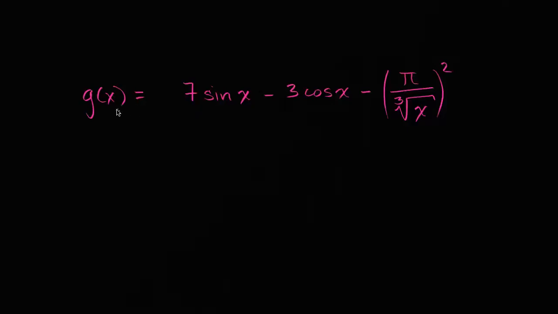What we want to do is find the derivative of this g of x. And at first it could look intimidating. We have a sine of x here. We have a cosine of x. We have this crazy expression here. We have a pi over a cube root of x. We're squaring the whole thing. And at first it might seem intimidating.